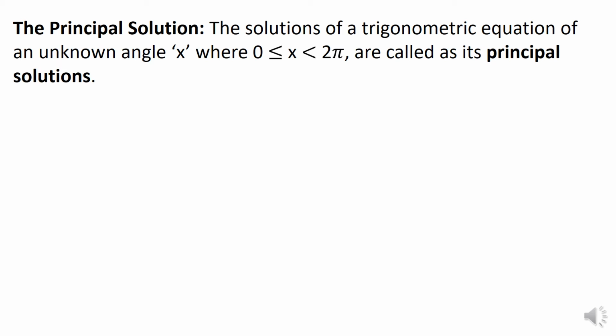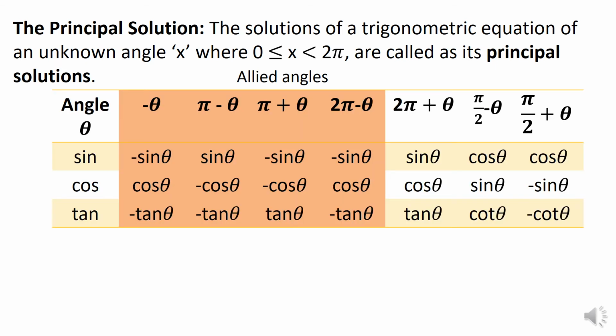So before going further, I want to remind you regarding allied angles, which you studied last year. If the angle is theta, then these angles, that is minus theta, pi plus or minus theta, 2 pi plus or minus theta, and pi by 2 plus or minus theta are called its allied angles. I want you to concentrate on this particular portion which has been shaded in orange for you, that is the angles minus theta, pi minus and plus theta, and 2 pi minus theta. These are the angles which you will be dealing with in this particular part of the lesson.